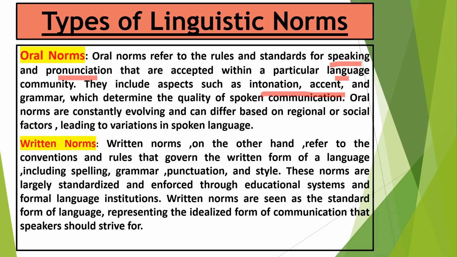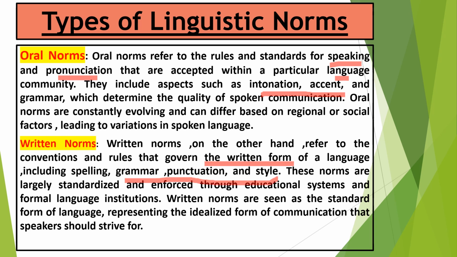So moving on to written norms. Written norms, on the other hand, refer to the conventions and rules that govern the written form of a language, and in it we have spelling and grammar. For example, if we write knowledge and we do not put the k in the spelling of knowledge, then it would be considered wrong. Over here we again have grammar, punctuation and style.